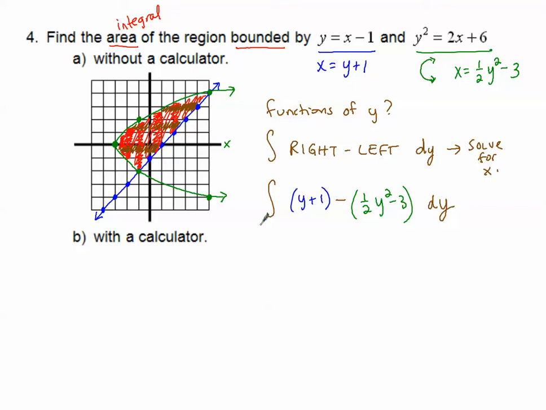Now also what's important here is that these limits have to be y values. If these are y's, these have to be y also. So I look from low to high. Where does my region start? 1, 2. That's -2. Where does my region end? How high does it go? 1, 2, 3, 4. So starting at -2 and ending at 4. I can do this by taking antiderivatives or by plugging into my calculator. Depending on what's allowed, I get 18.